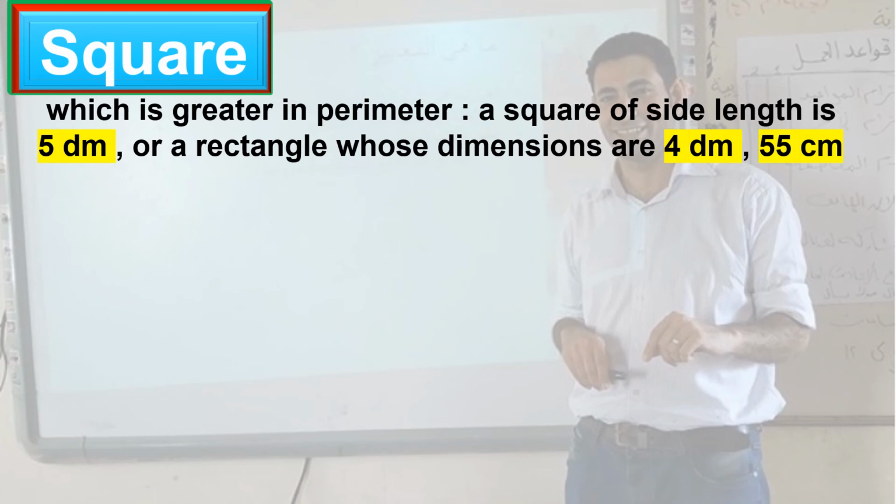Another example. Which is greater in perimeter? A square whose side length is 5 decimeters, or a rectangle whose dimensions are 4 decimeters and 55 centimeters. في السؤال ده بيقول لنا نقارن ما بين البريمتر ما بين السكوير والريكتانجل.